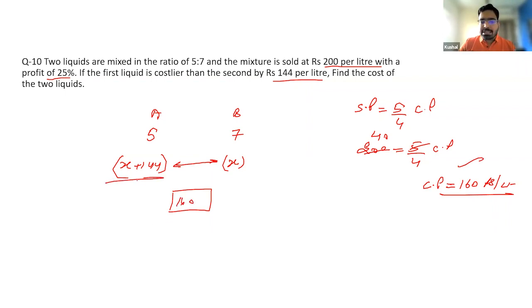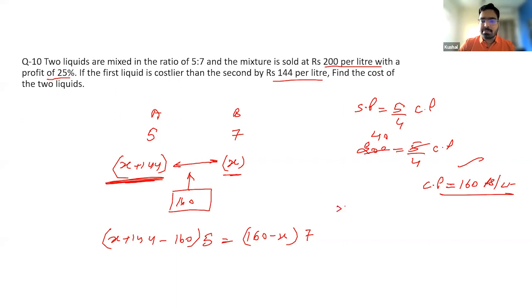Now, of course, X plus 144 is greater than X, and 160 has to lie somewhere in between, right? So what am I going to do? I'm going to say X plus 144 will create a surplus. So we will make an equation which says X plus 144 minus 160, into the quantity A, which is 5. So 5 parts of this and 7 parts of this, right? This should be 160 minus X into 7. We will just try to solve this equation.